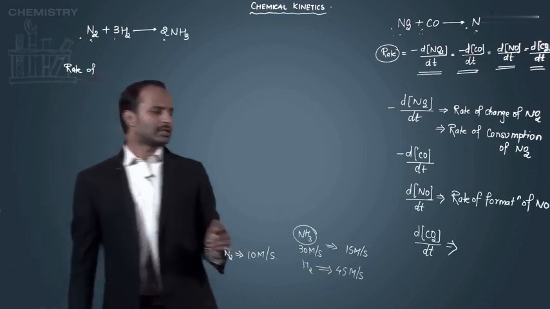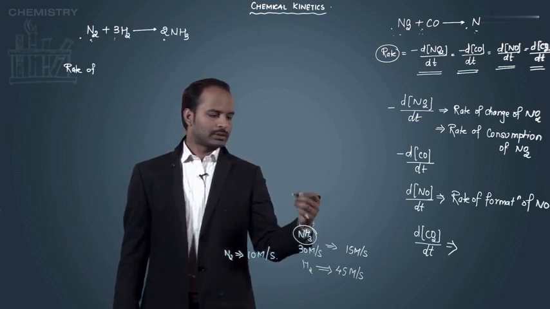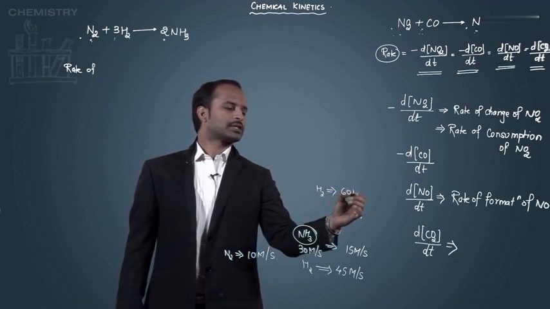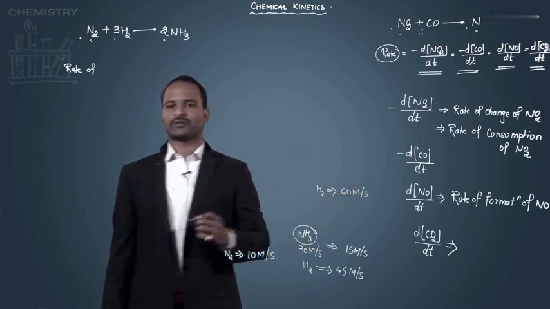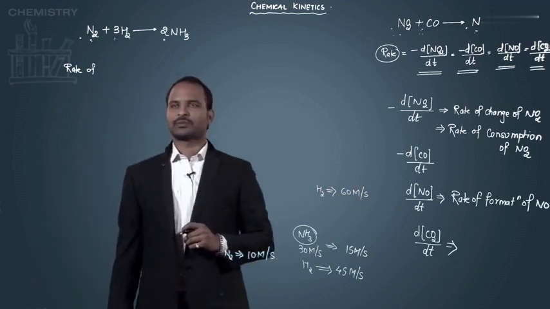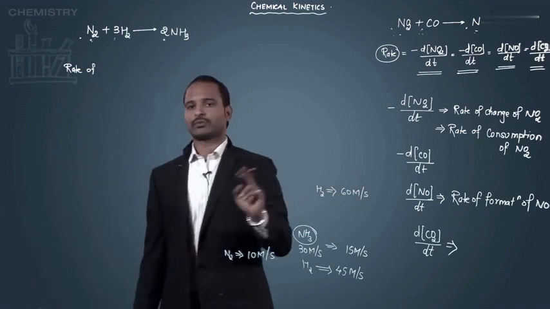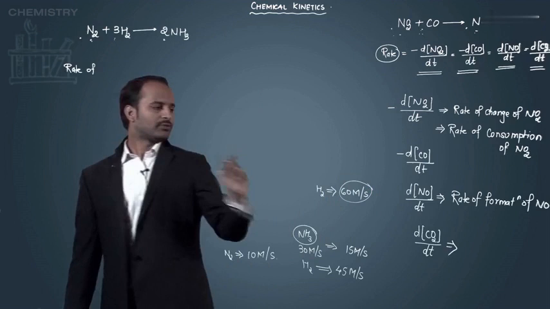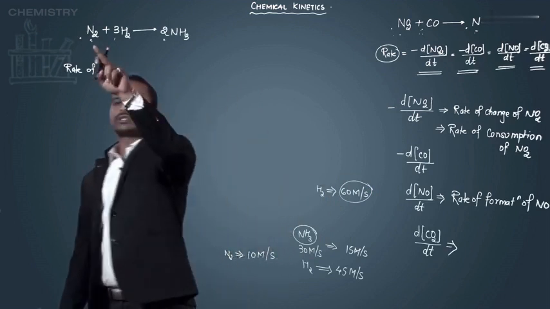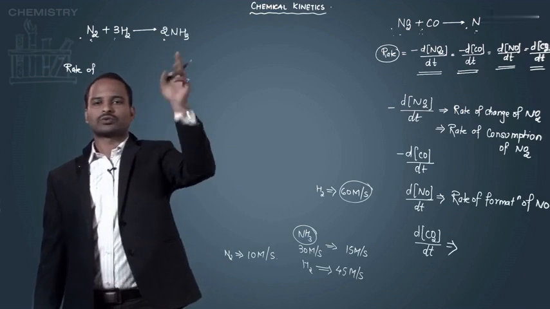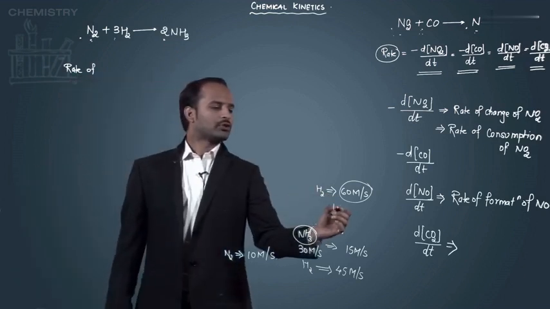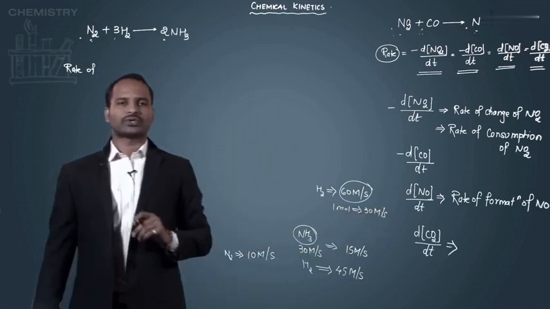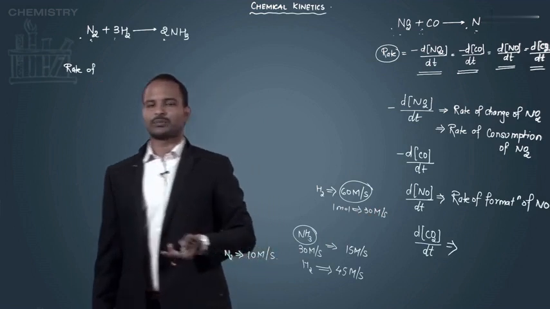Suppose I have another example. The hydrogen consumption speed is 60 molar per second. This is the speed of consumption of hydrogen. Then what will be the rate of consumption of nitrogen? Again, for hydrogen in the reaction it represents 3 moles. So for 1 mole it will be how much? 20. Nitrogen is 1 mole, so the answer is going to be 20. Ammonia is 2 moles, and 2 moles means for 1 mole it is going to be 30. So ammonia forming is 2 moles, so ultimately the speed is going to be 60 molar per second.